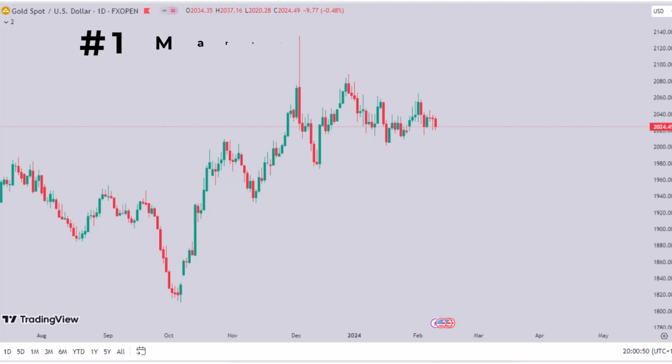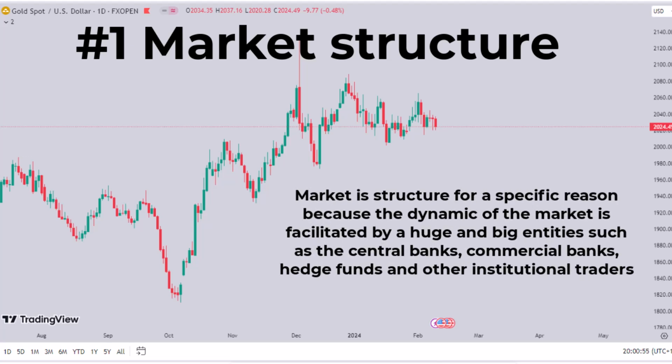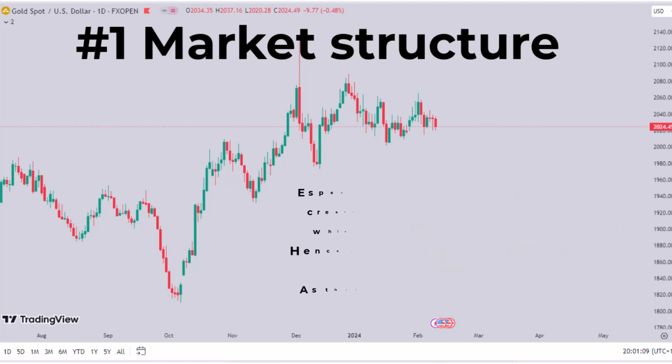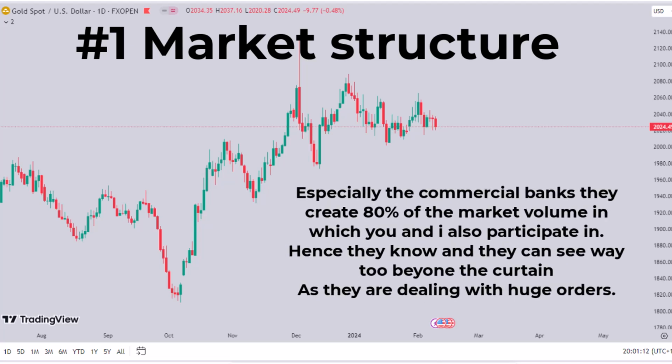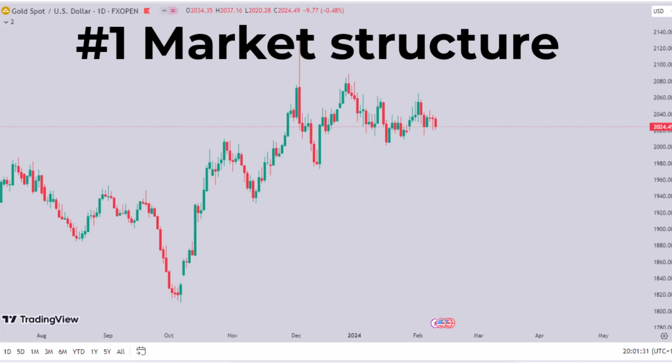Tip number 1: market structure. The market is structured for a specific reason, because the dynamics of the market is facilitated by huge and big entities such as the central banks, the commercial banks, hedge funds and other institutional traders. Especially the commercial banks, they create 80% of the market volume in which you and I also participate. Hence, they know and they can see way beyond the curtain as they are dealing with huge orders. That's why the market is always structured so that they cannot trade against themselves.